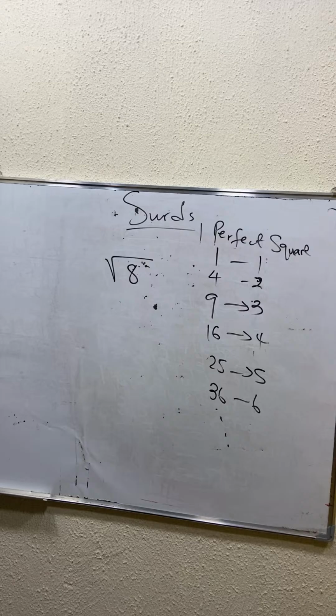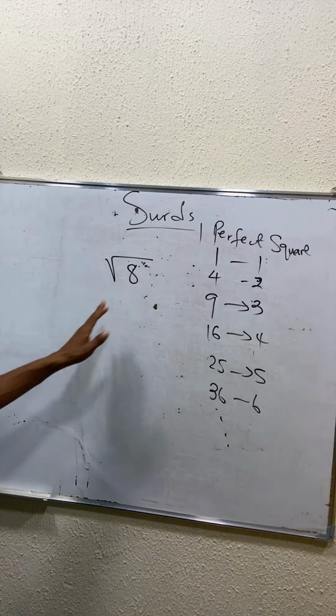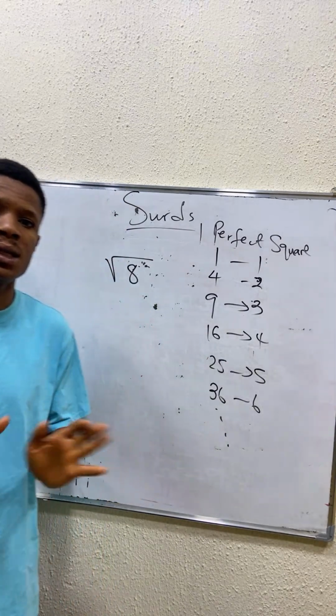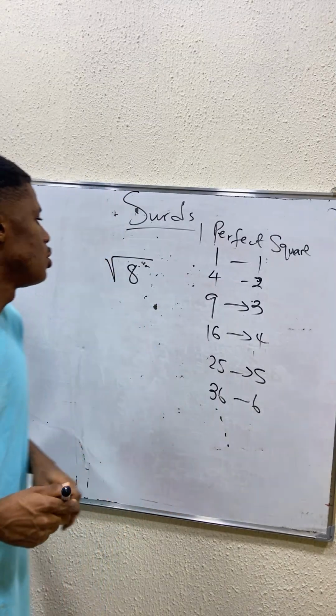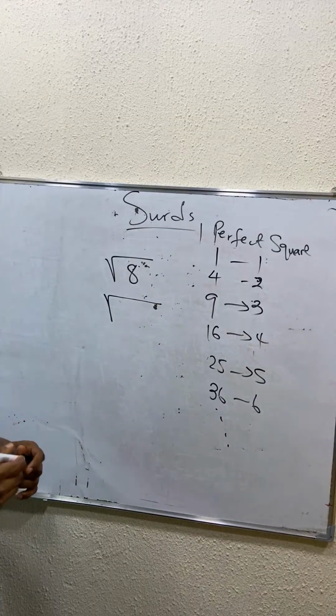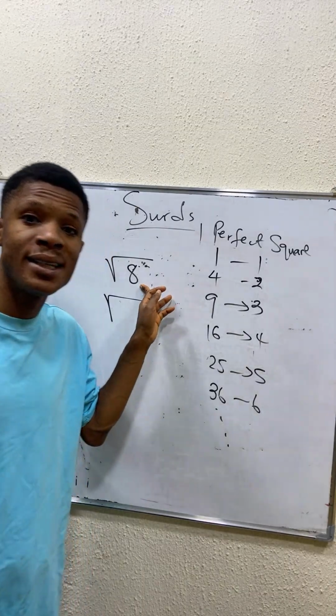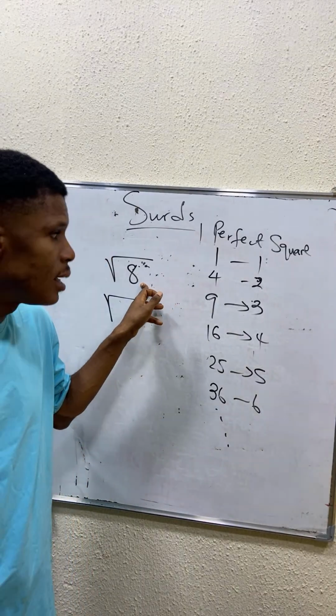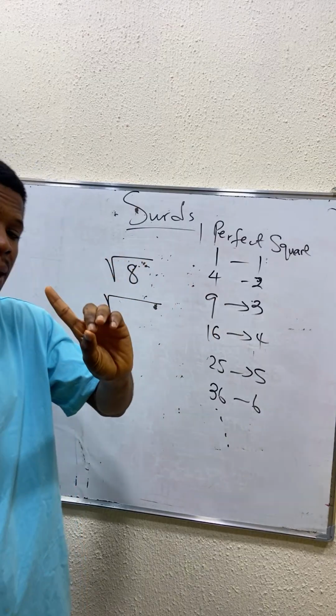Simplify root 8. To simplify root 8 is very easy. All you have to do when you are trying to simplify a number like root 8 is think of two numbers that, once you multiply them, you get the number in the square root, which is 8, but one of them must be a perfect square.